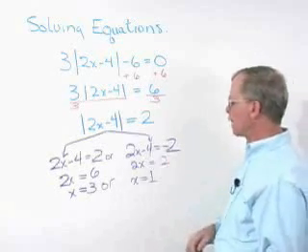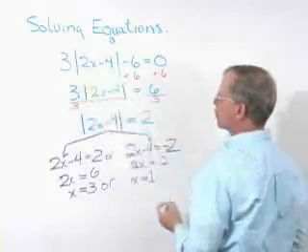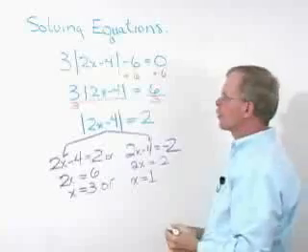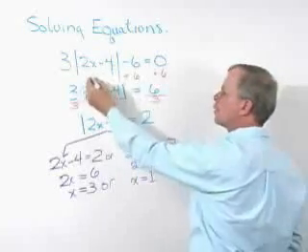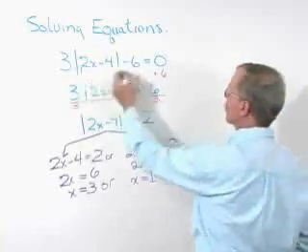If we go back up and substitute, we'll have 2 times 3 is 6. 6 minus 4 is 2. The absolute value of 2 is 2, times 3 is 6. 6 minus 6 is 0.